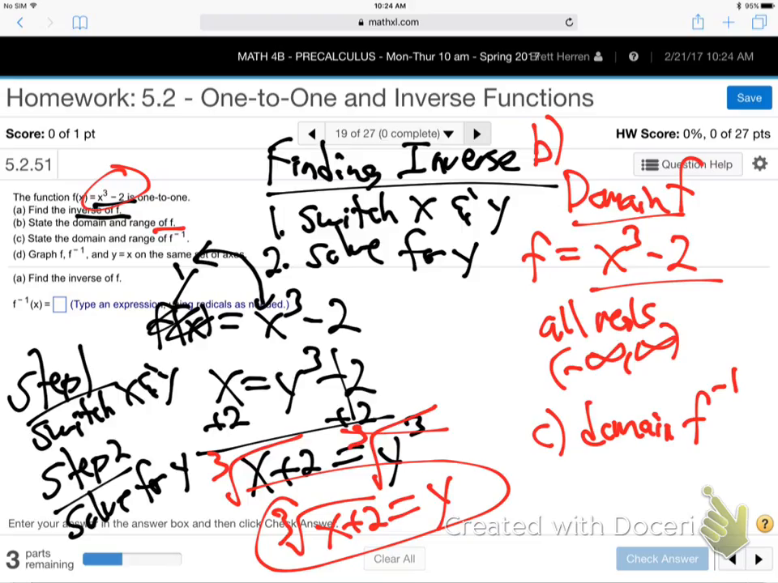Okay, and now what's that going to be? Well, here's the inverse function. The inverse function is right here. Third root of x plus 2. What is it, Robert? All reals? Excellent. Everybody realize what Robert's realizing?